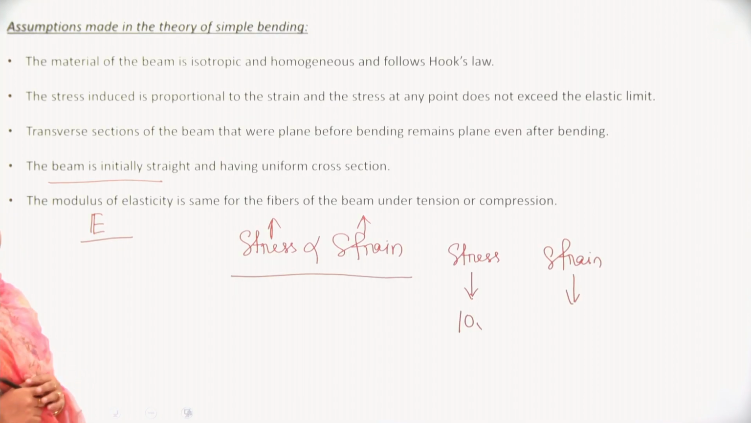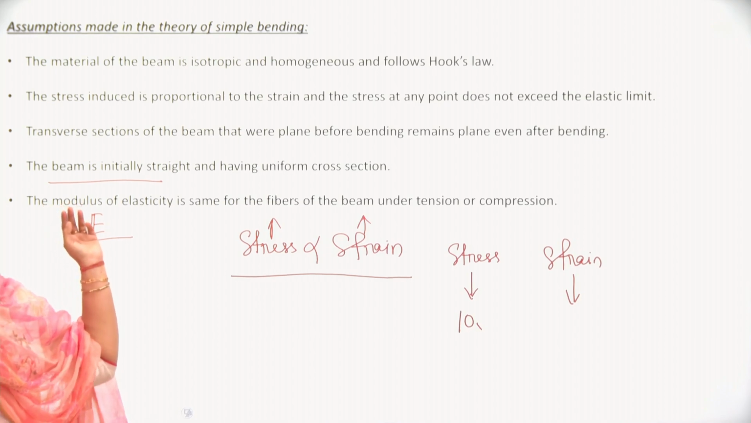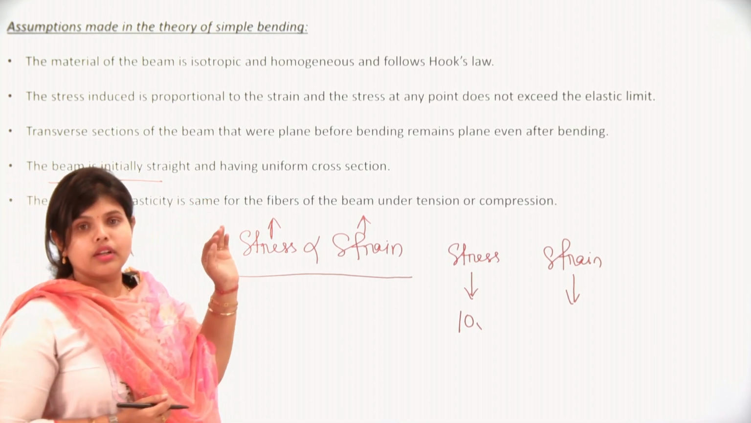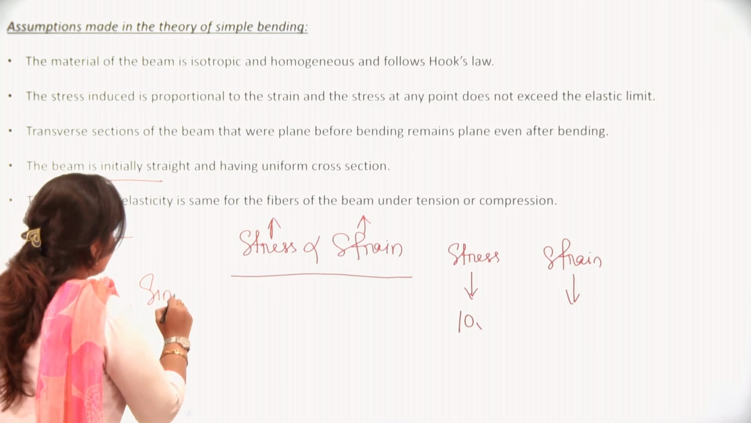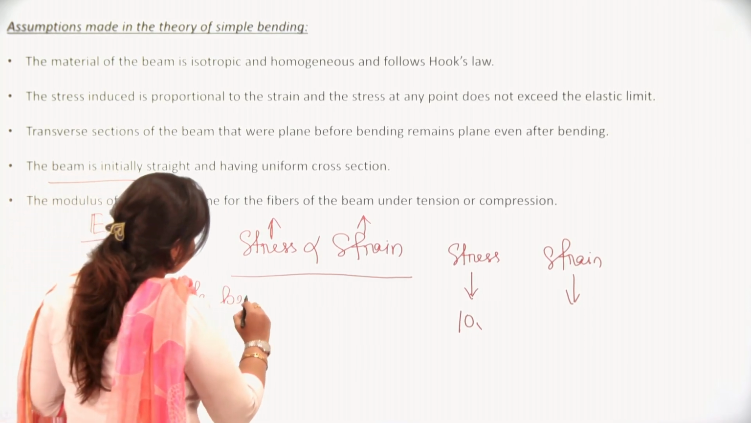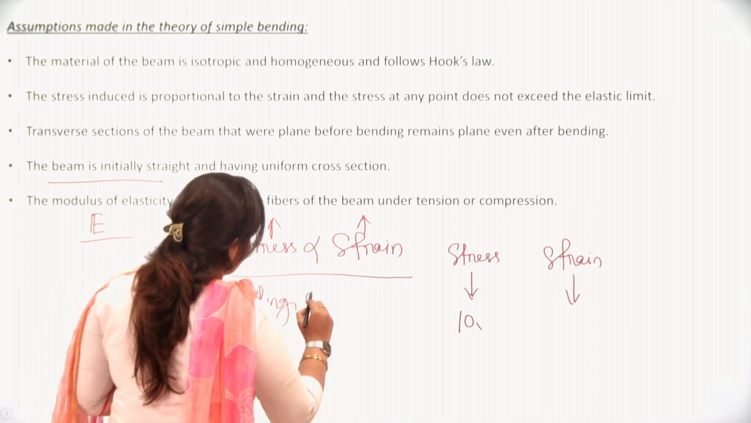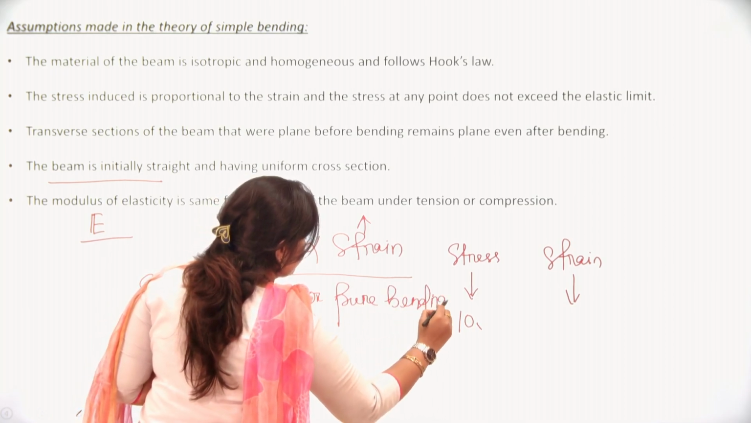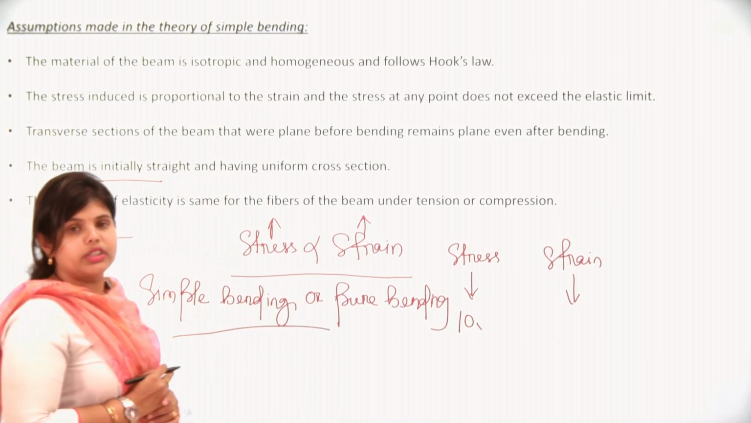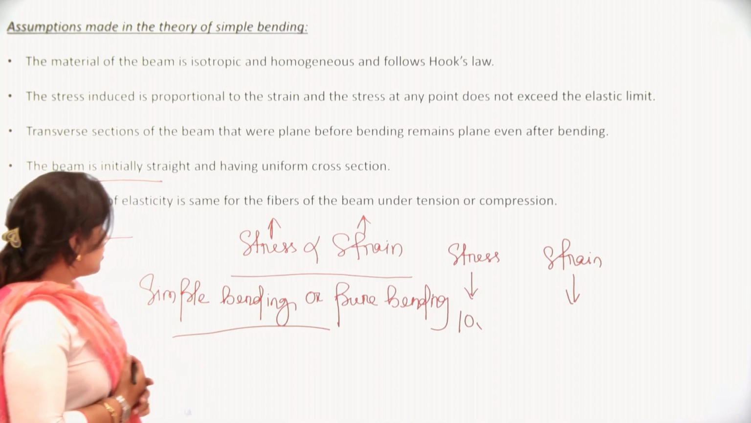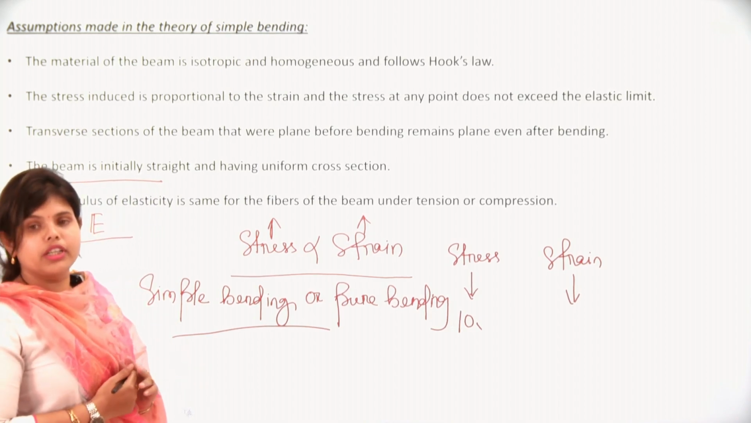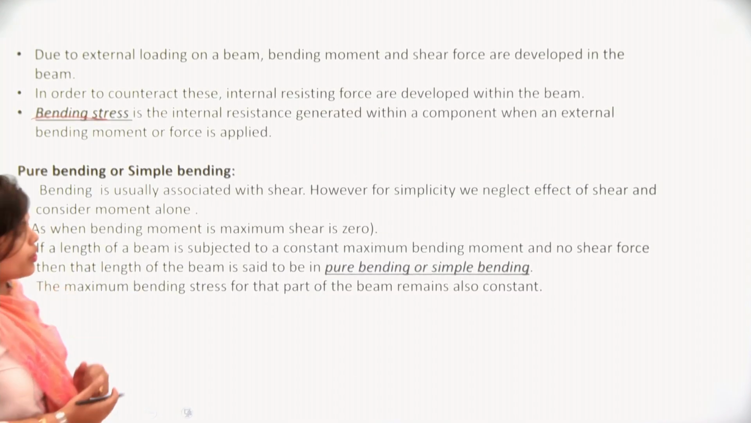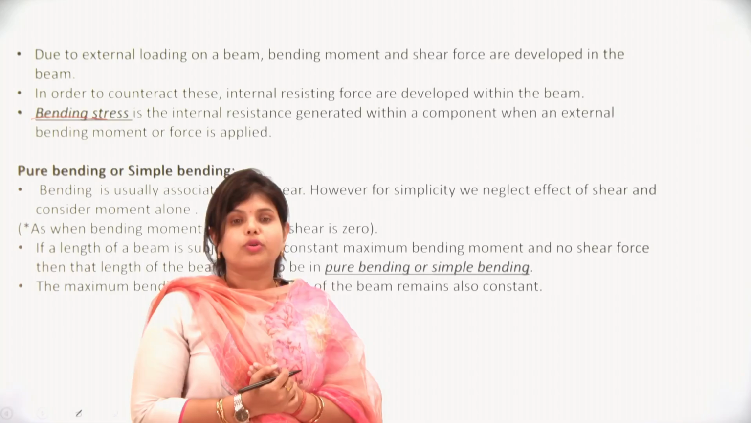So if, in the theory of simple bending, it follows all these assumptions, then we can say it is in simple bending or pure bending. Here are the assumptions, and here we have the definition. In this class, we have discussed what pure bending and simple bending are.